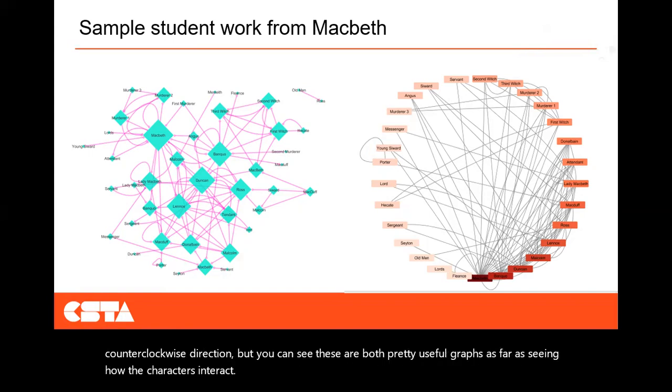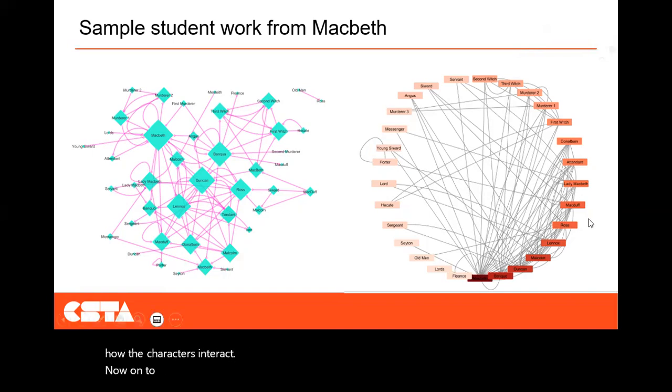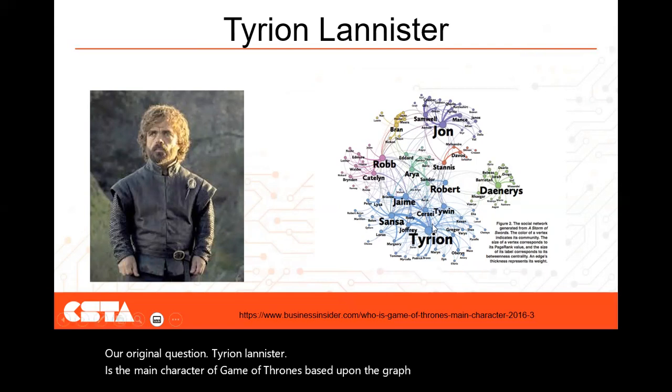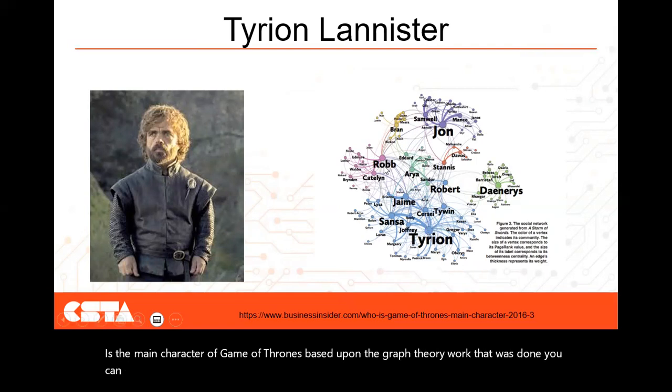Now, on to our original question. Tyrion Lannister is the main character of Game of Thrones based upon the graph theory work that was done. You can see he's right here, and these are all of the different interactions within the book. So, kind of an interesting use of it.